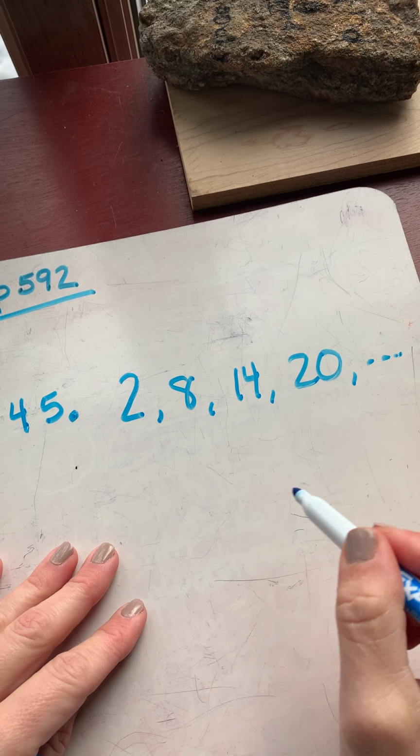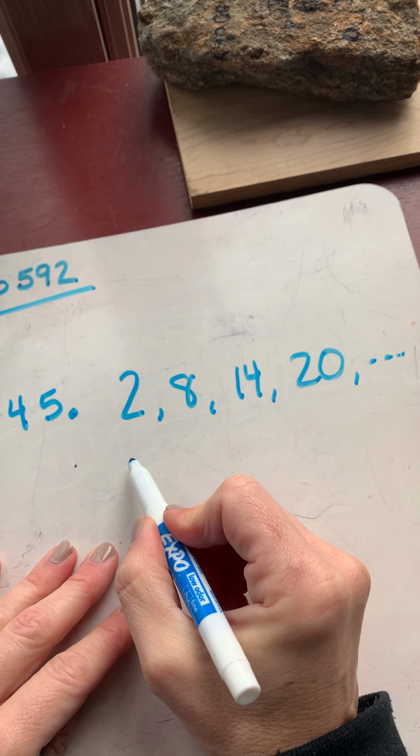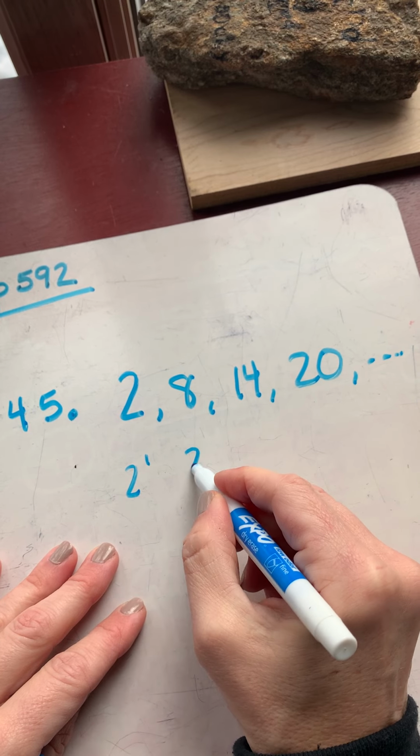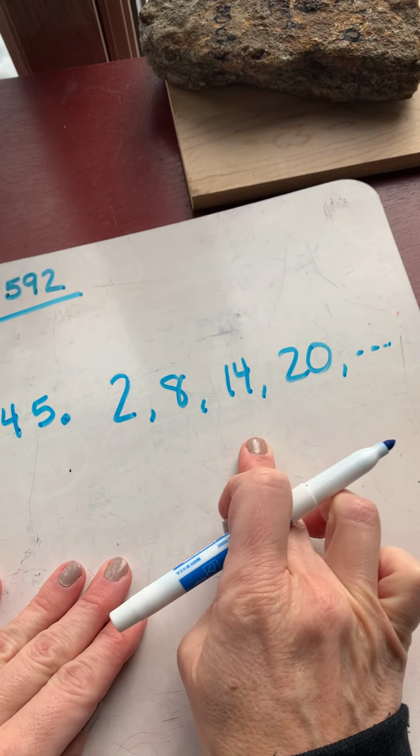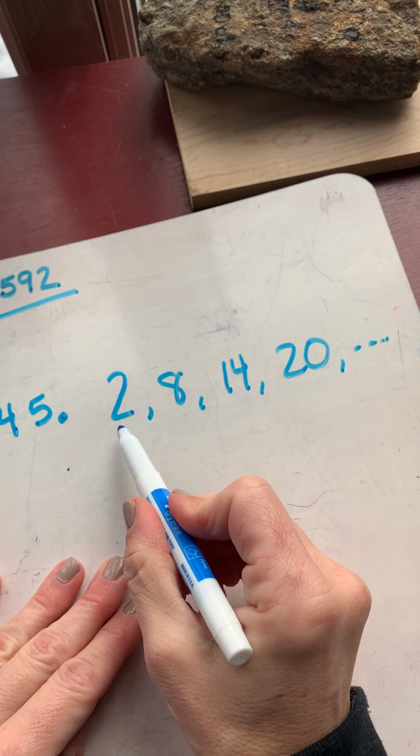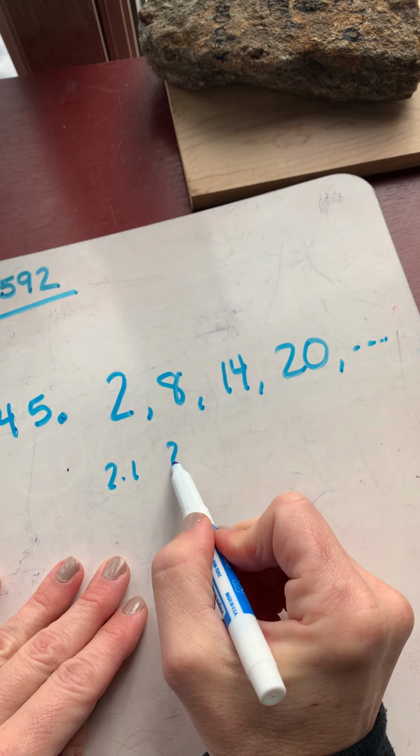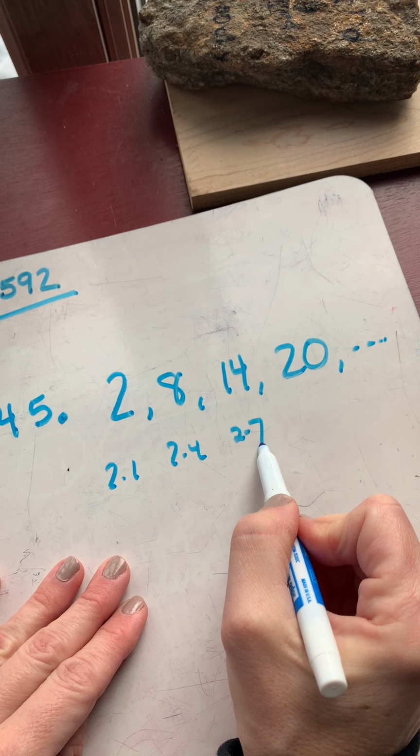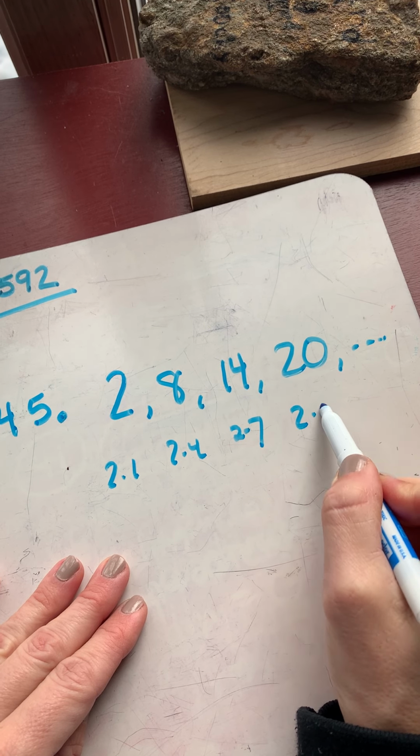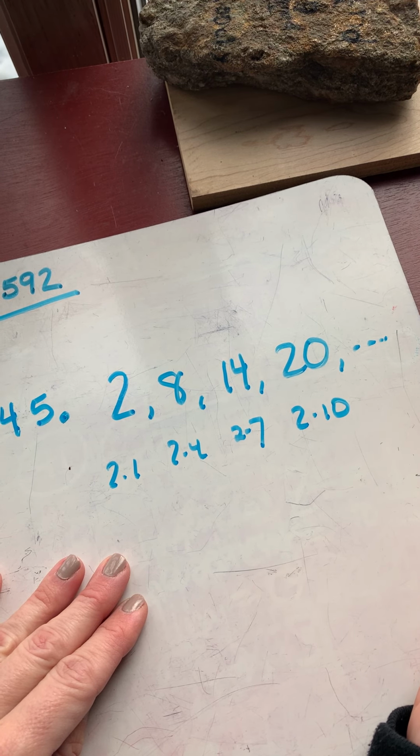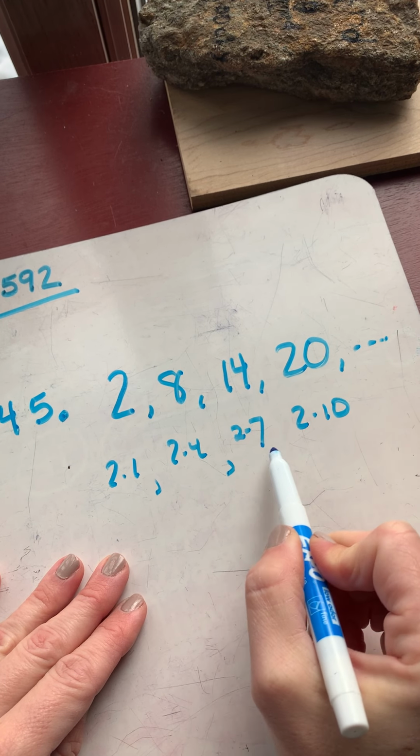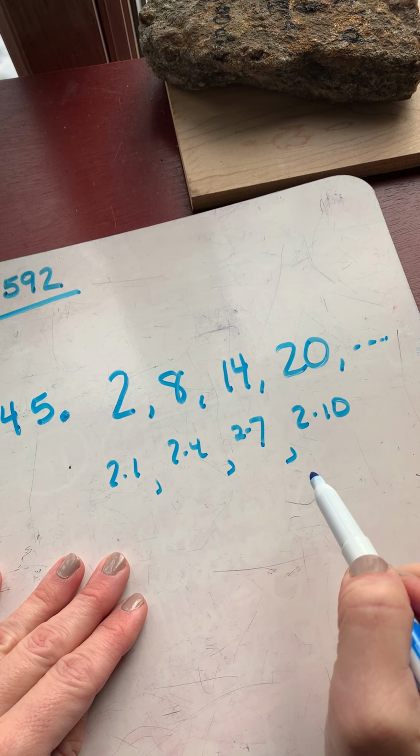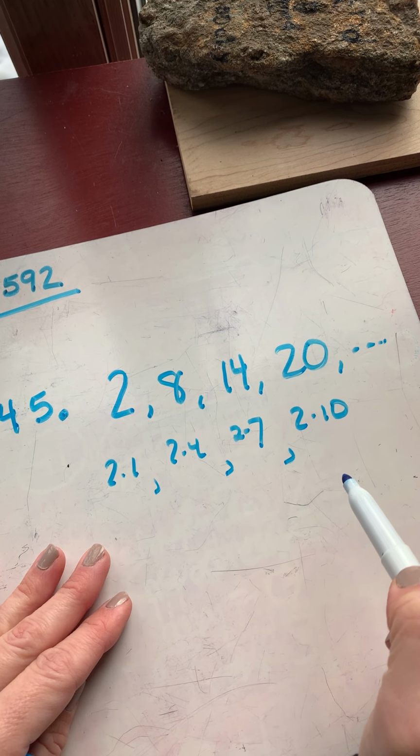Usually we're looking for powers. Well, I might have started by saying this is 2 to the 1st, this is 2 to the 3rd, but that's not 2 to the 5th, so that doesn't work. I don't know, this is 2 times 1, this is 2 times 4, this is 2 times 7, this is 2 times 10. Oh, maybe now I'm seeing something. So, oh yeah, I like this. I'm looking at their answer. So by the way, these answers can vary.